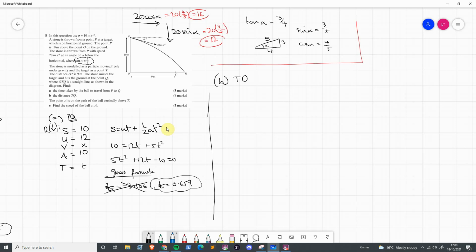The distance TQ, well that's just that extra little bit, so I'm probably going to find the distance OQ. So let's go for OQ, and then we'll just take 9 away from it. I'm going to resolve horizontally.